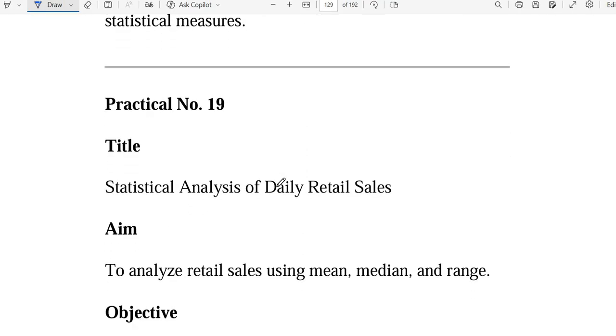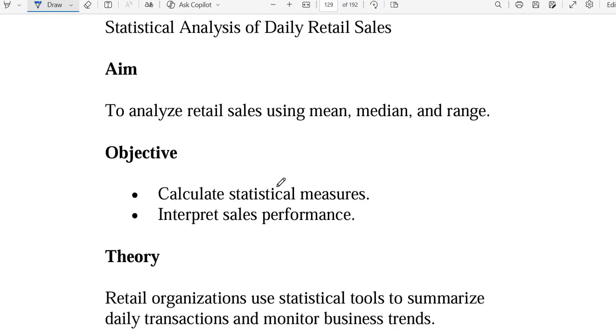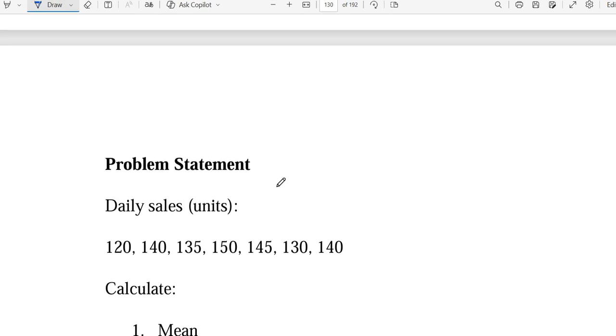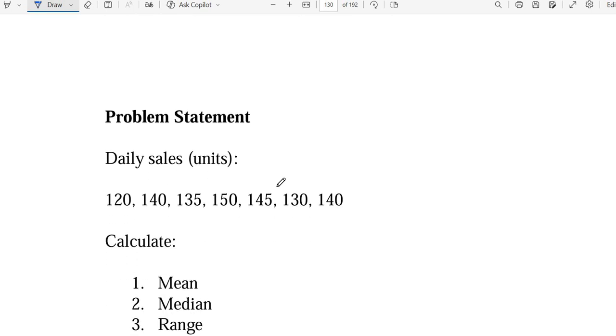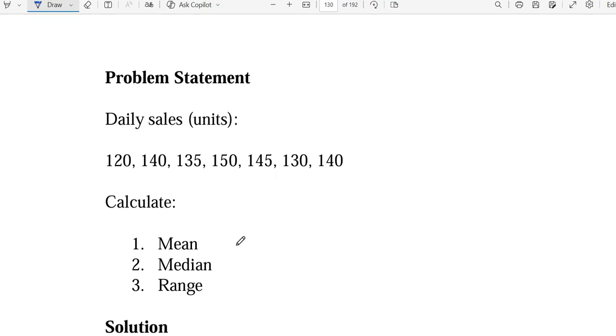Practical number 19, statistical analysis of daily retail sales. We have to analyze the daily retail sales of a shop. Okay. Now coming to the problem, we have to find the mean, median and range. Right? How will we find the mean?